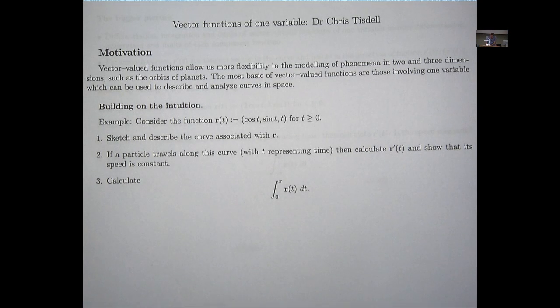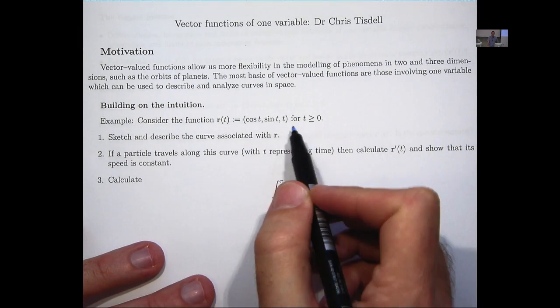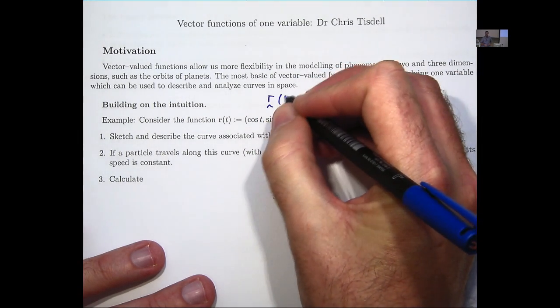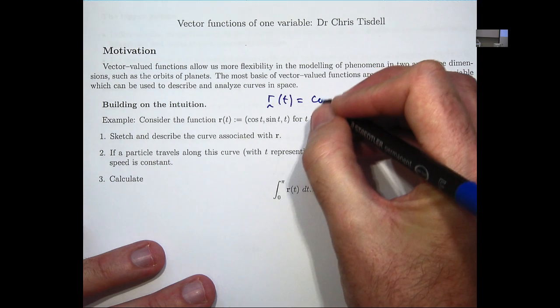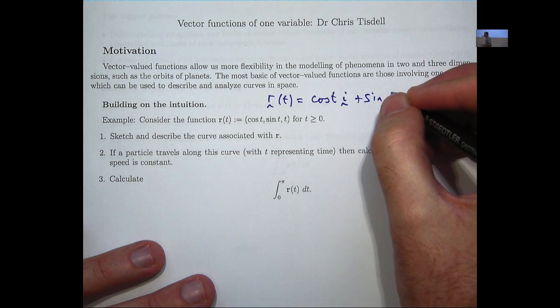Now, the most basic vector valued functions are those involving one variable. And these types of vector valued functions can be used to describe and analyse curves in space and the motion along those curves or paths. So here's an example of a vector valued function. You could also write it in the following way using i, j and k notation.